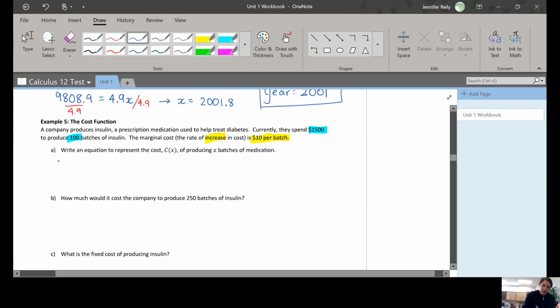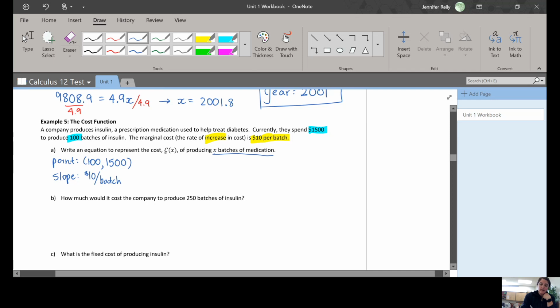So we have a point on the line. Now, it tells us X is the batches of medication right here, right? And C is going to be cost. Cost is going to be the Y value. So our point is going to be 100, 1,500. And our slope is going to be $10 per batch. Okay. And so I'm just going to plug it in.